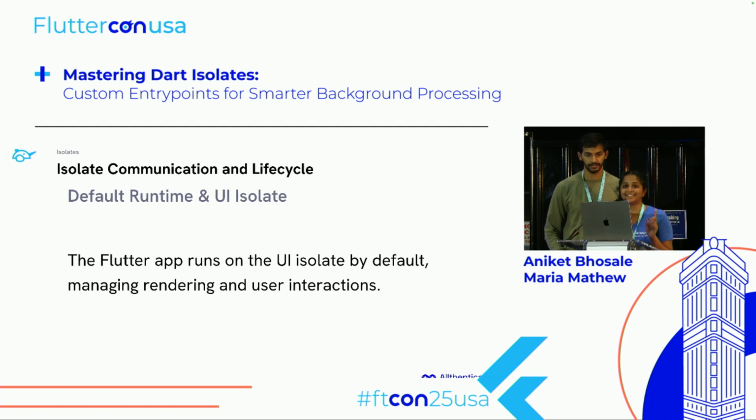Oh, sorry. And the Flutter app runs on the UI isolate by default. So when you launch your app, that is the UI isolate, and then you can run other isolates concurrently and communicate via port, because you don't want to block that. You don't want to block any rendering or user interactions on that UI isolate.